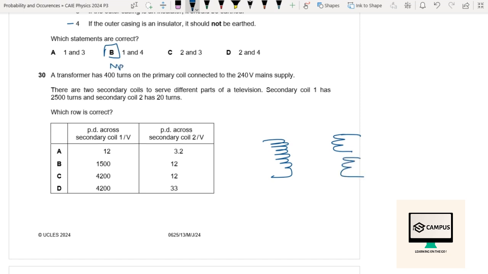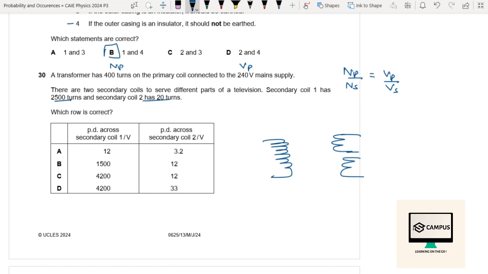So this is the number of turns in the primary, voltage of primary, and secondary; let's say these are the number of turns on secondary 1 and secondary 2. So which row is correct? We remember the formula for the turns ratio: Np over Ns is equal to Vp over Vs. We can find any; let's take the first secondary, for example.